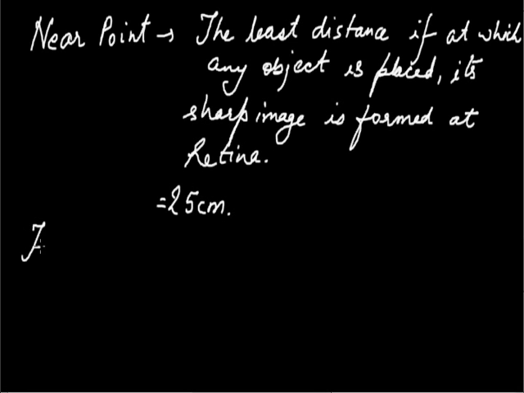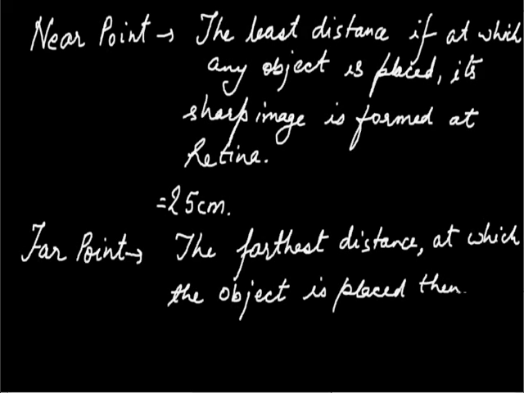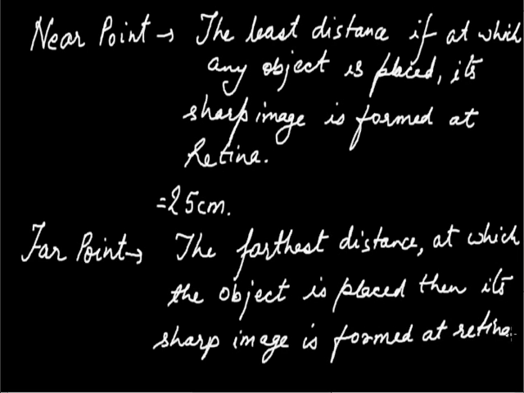Now we are defining the far point. The far point is the farthest distance at which, if the object is placed, again its sharp image is observable at the retina. This distance is taken to be infinity for a normal human eye.